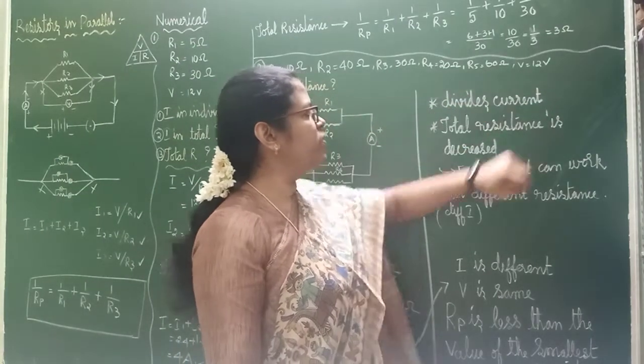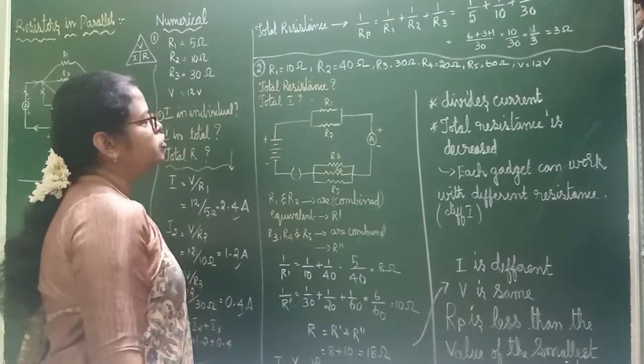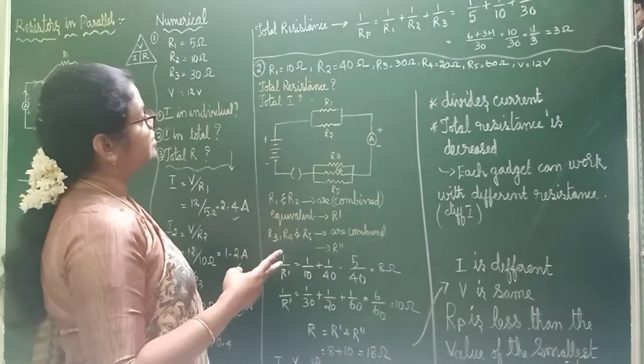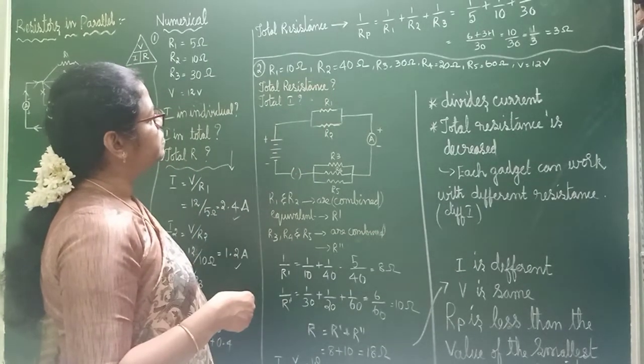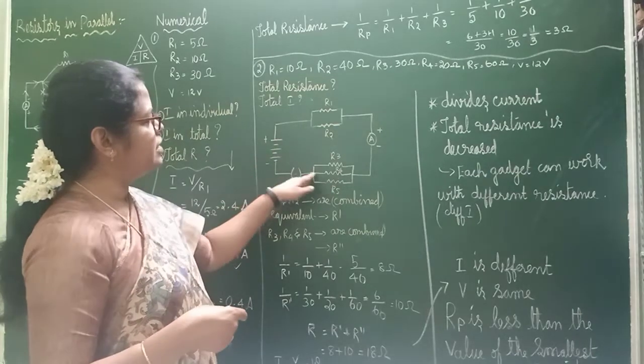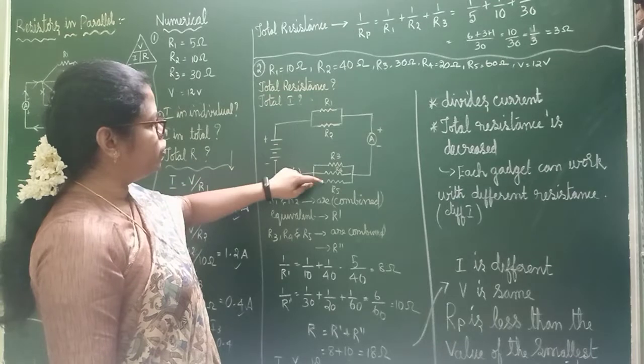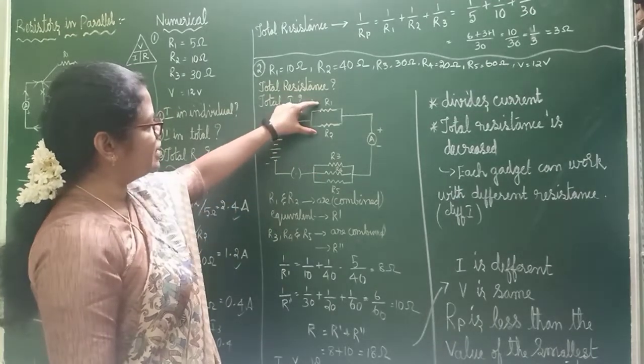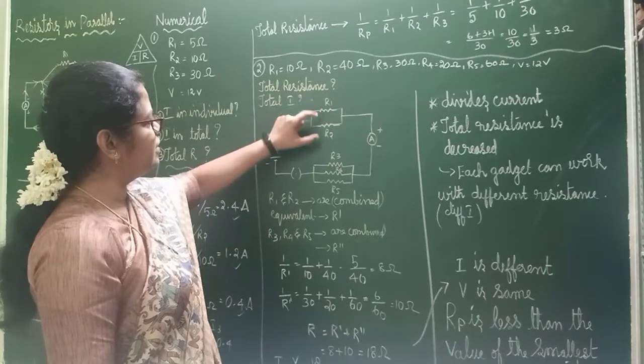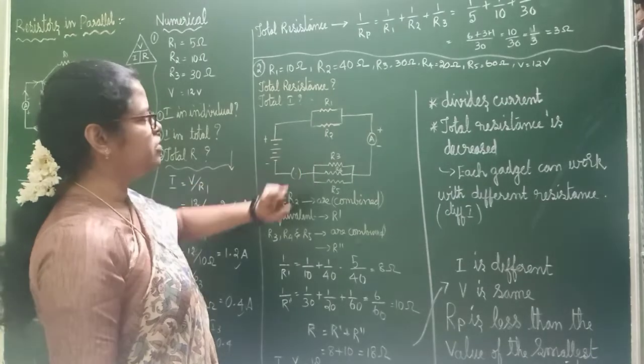Okay. Second numerical: R1 is 10 ohms, R2 40 ohms, R3 30 ohms, R4 20 ohms, R5 60 ohms. Potential difference also they have given as 12 volts. We should find two things, total resistance and total current. The figure is like this. See the circuit, R1, R2 together here, R3, R4, R5 too. So we should make this as one equivalent resistance and this as one equivalent, then it will be easy for us.